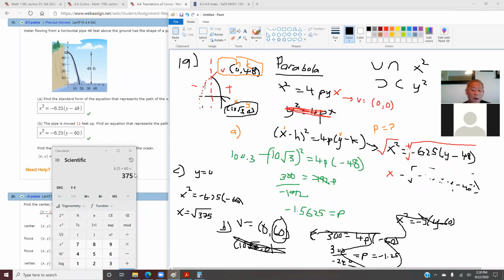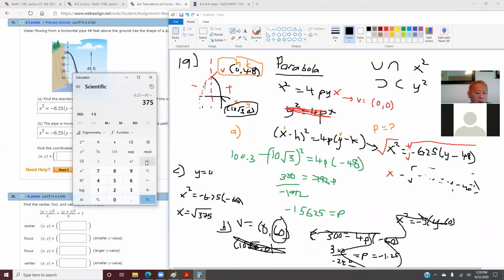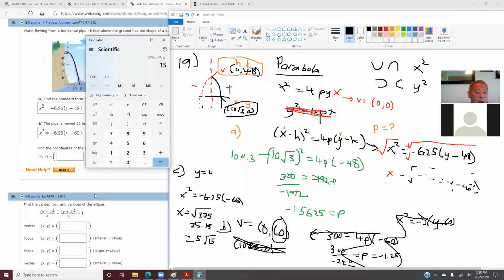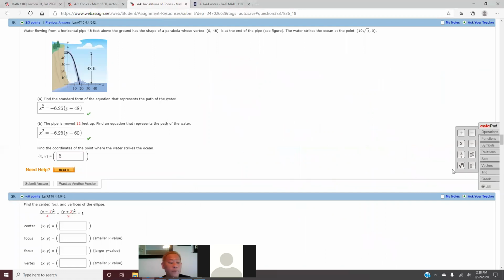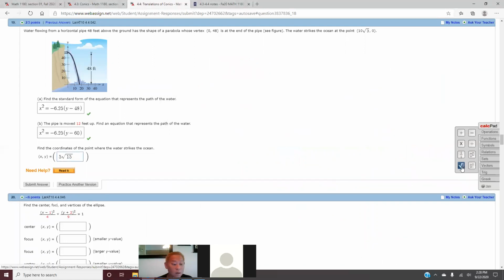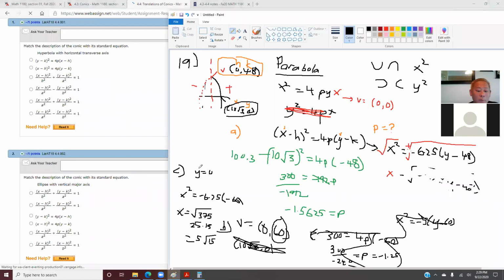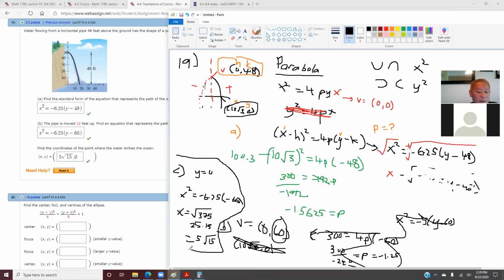Now I think it can be divided by 25. Let's see, 25 goes in there 15 times. Yep, so this is 25 times 15, and this is 5 root 15. So your coordinates in this case will be 5 square root of 15, 0. This is how we do the last part, you just put it in. All right, this is done.